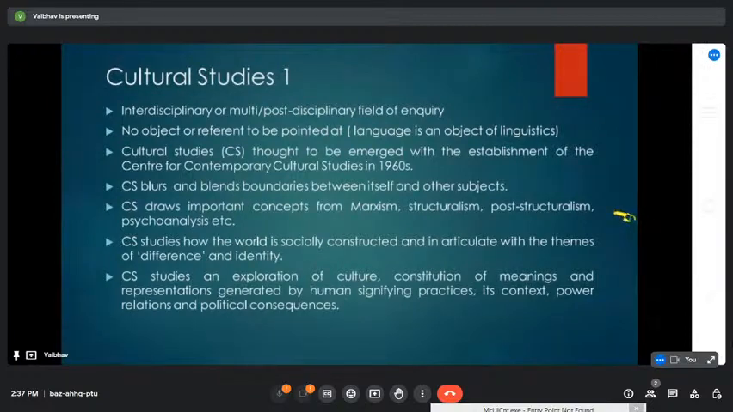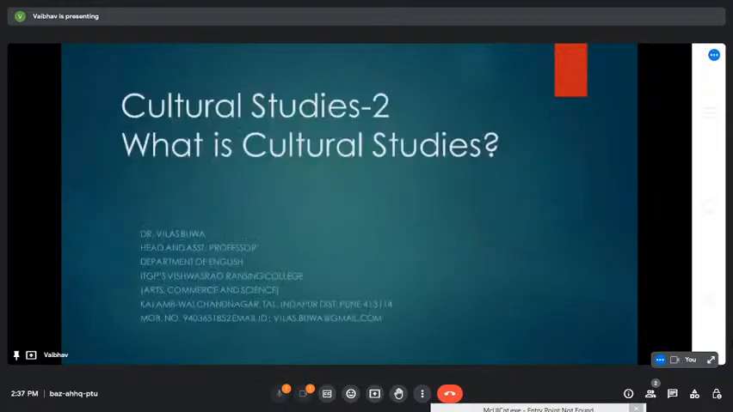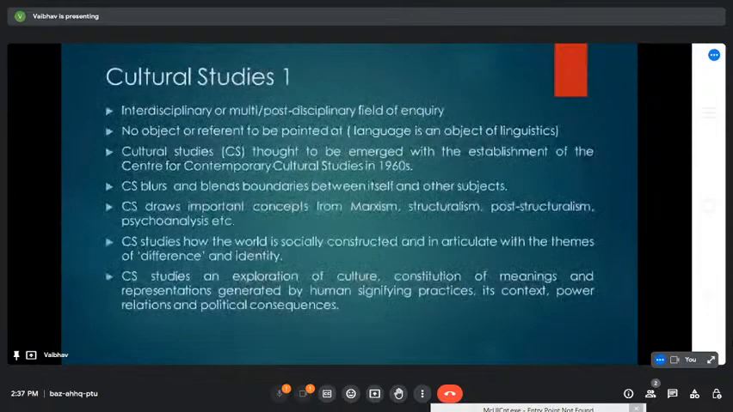And so cultural studies draws important concepts from Marxism, structuralism, post-structuralism, psychoanalysis, and so on. Marxism is studied from the social point of view, and there is, of course, the contribution of the concepts introduced by Karl Marx, Friedrich Engels, and others. And Marxism was extended by later Marxists.